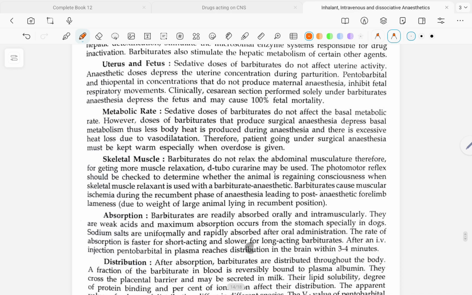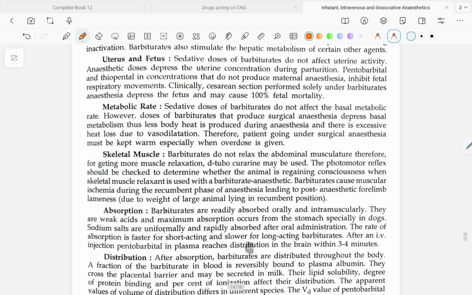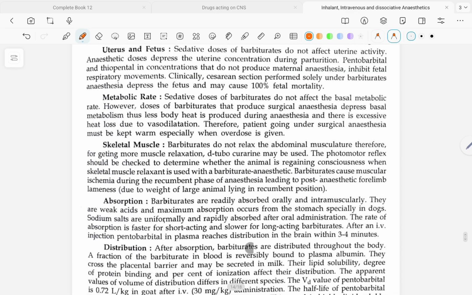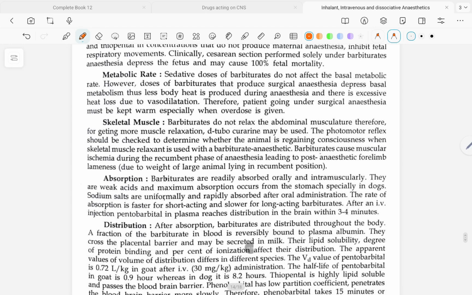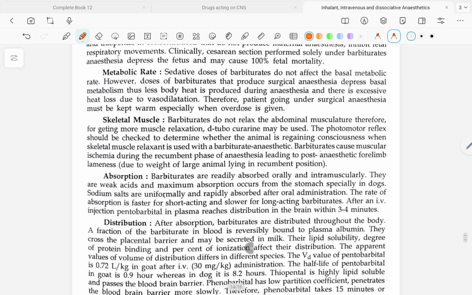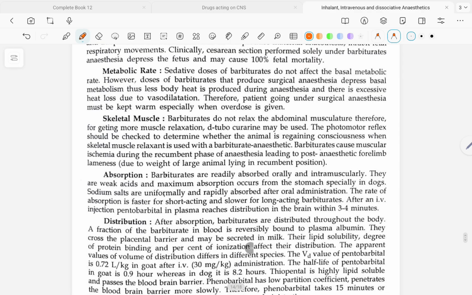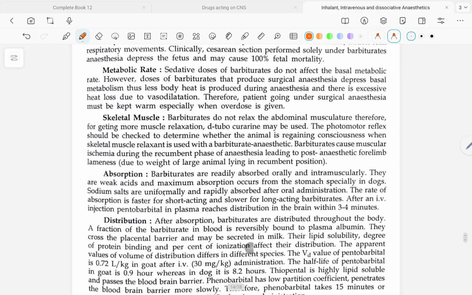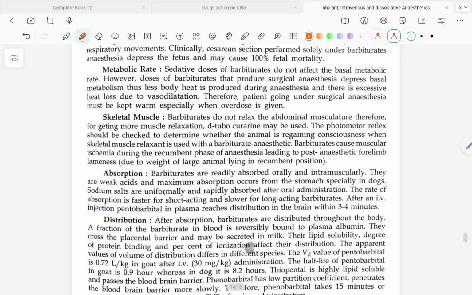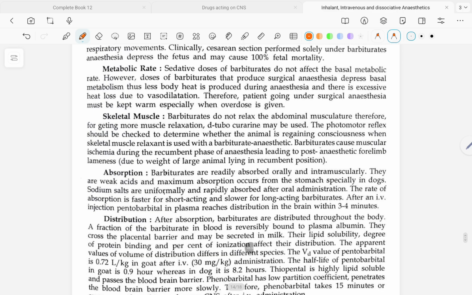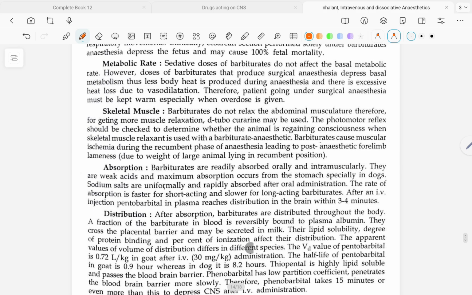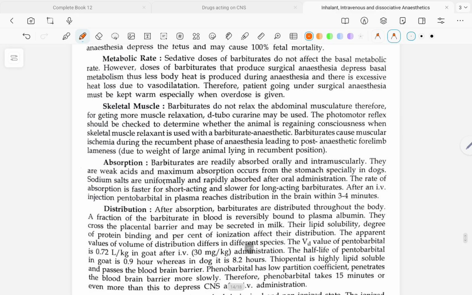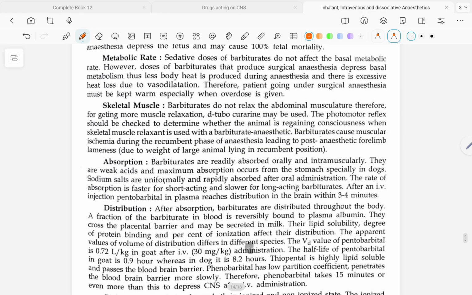Metabolic rate. Sedative doses of barbiturates do not affect the basal metabolic rate. However, doses of barbiturates that produce surgical anesthesia depress basal metabolism, thus less body heat is produced during anesthesia and there is excessive heat loss due to vasodilation. Therefore, a patient going under surgical anesthesia must be kept warm, especially when an overdose is given.